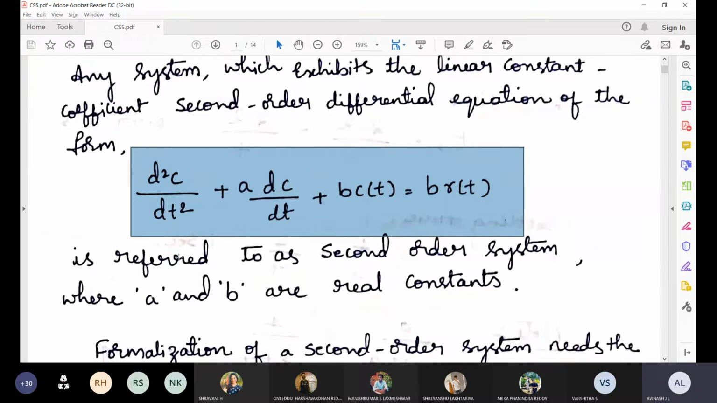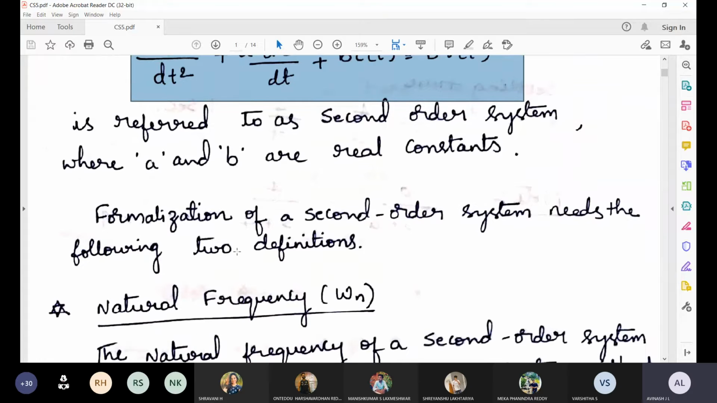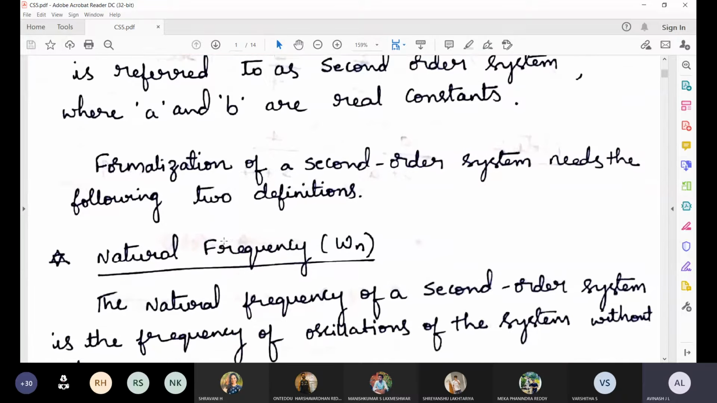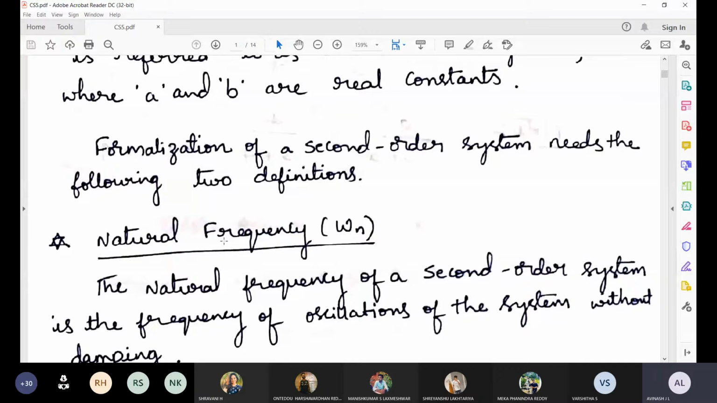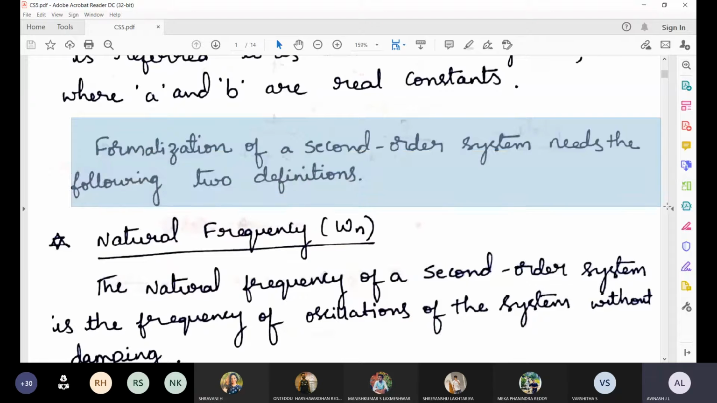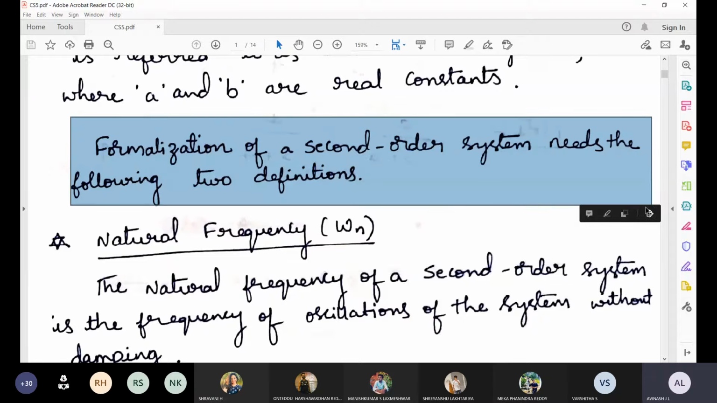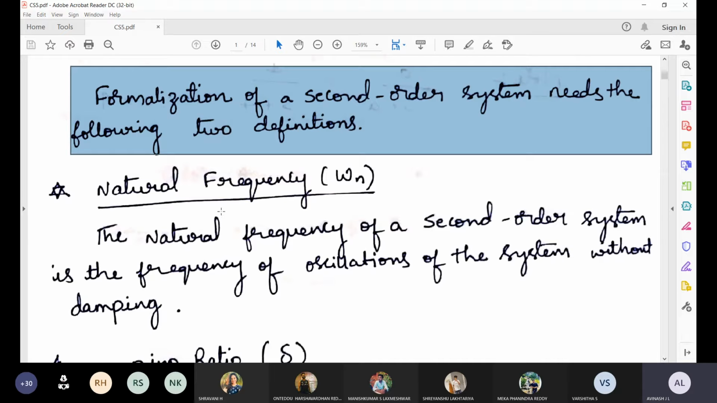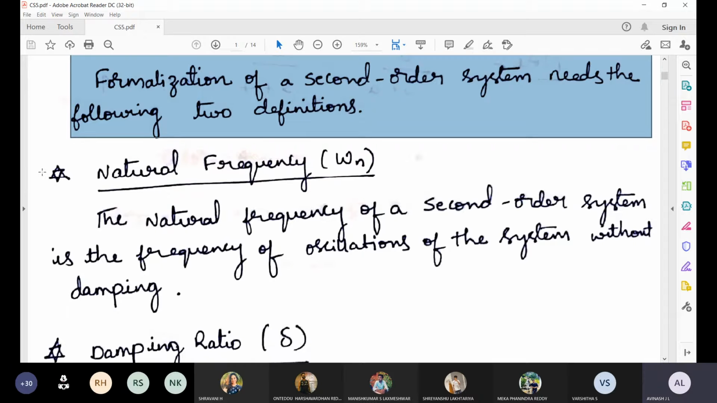Now after writing this, we go to the next thing: formalization of second order system needs an understanding of the following two definitions. When you are forming the second order system with respect to a control system, we need to understand two definitions. What are those definitions? One is natural frequency.